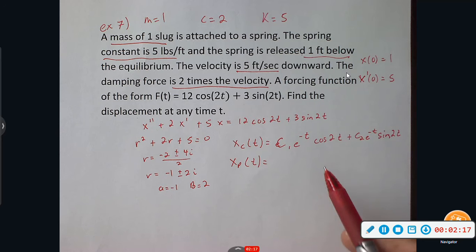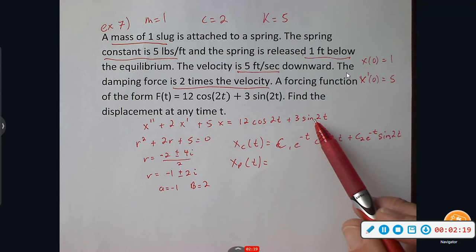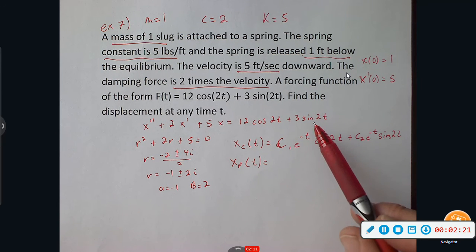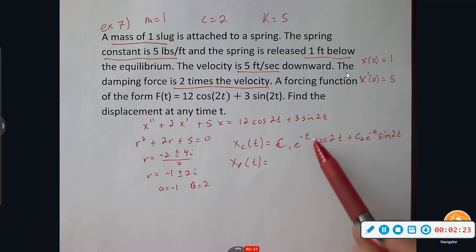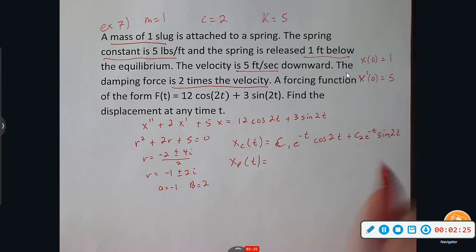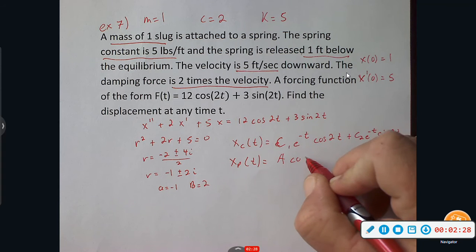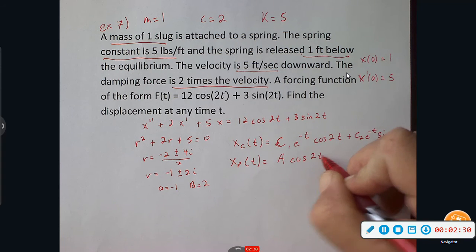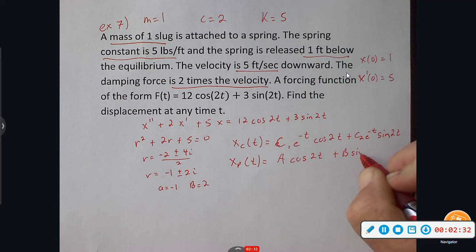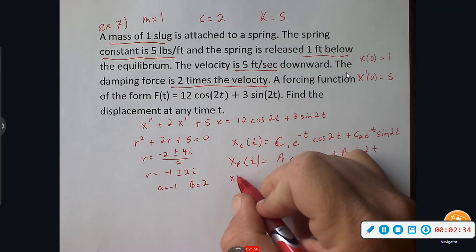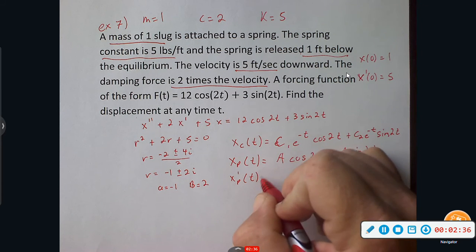Now we write our particular solution, xp of t. We wanted to make sure it's unique from this, and it is unique right now. This function is unique from this because we have an exponential on here. So we don't need to doctor up this anymore. Xp of t is going to be a cosine 2t plus b sine 2t. And the first thing we do from there is start taking derivatives.